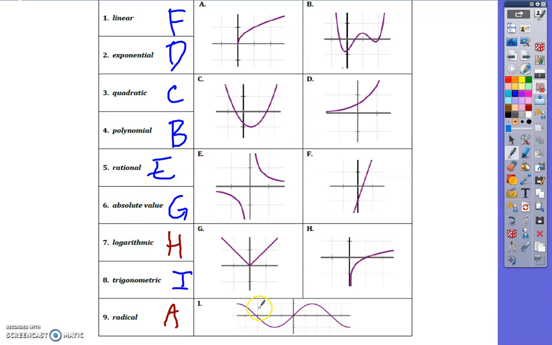Our absolute value equation with its V shape. We already did the logarithmic. Our trigonometric, which was a wave, and I really hope you didn't have trouble with that because we just finished our trigonometric unit. So that is the matching part of the exercise. No big deal. I hope that it wasn't hard for you. And we're going to move on in our next video to what we're going to be doing for the next 2 days.